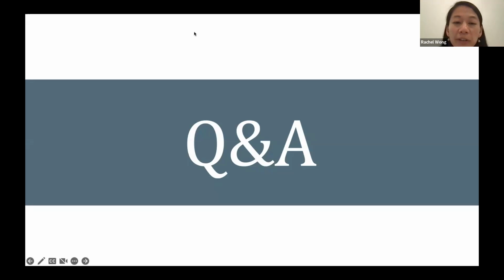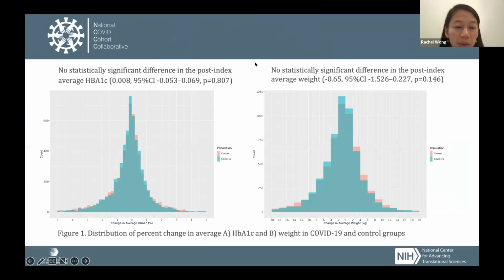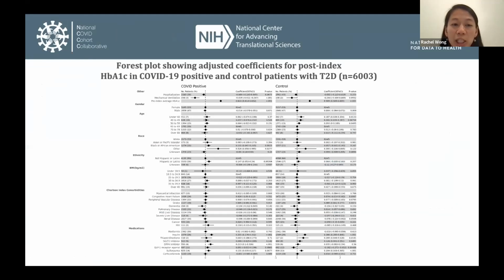Okay, so we matched on all of the variables that you see in those tables, except for hospitalization and mechanical ventilation, because those could be impacted by COVID. So we didn't want to match based on COVID-19. We matched on gender, age by categories like 40 to 49, 50 to 59, race, ethnicity, BMI, Charlson comorbidities, and medications. And there was a very good match along the entire distribution of the COVID and the control patients. A generalized linear model, GLM, was used for the propensity score matching.